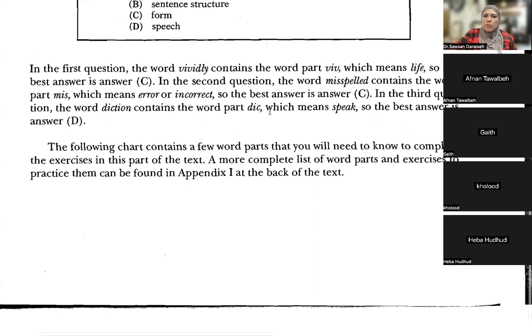So each one of these, even the word dictionary. You heard the word dictionary. What's dictionary, guys, in Arabic? قاموس. Exactly. So it has this part as part of the word, right? Which means what? Speech also. All right. Got the idea?